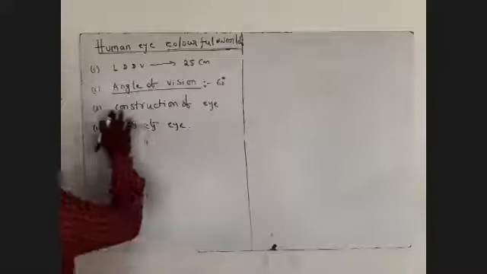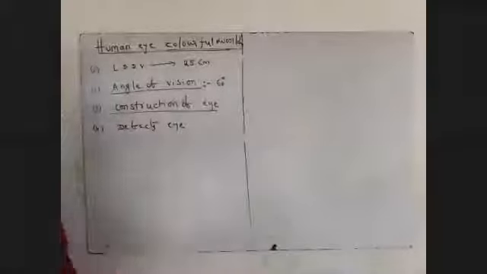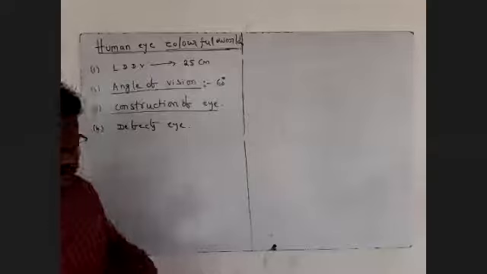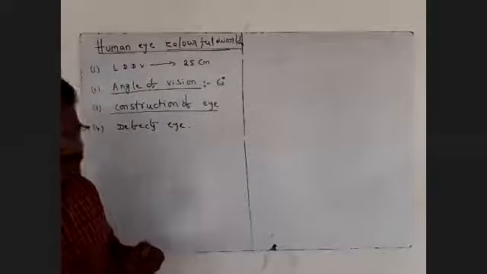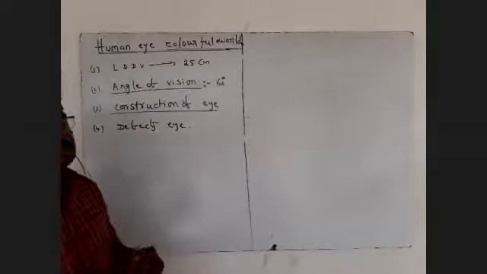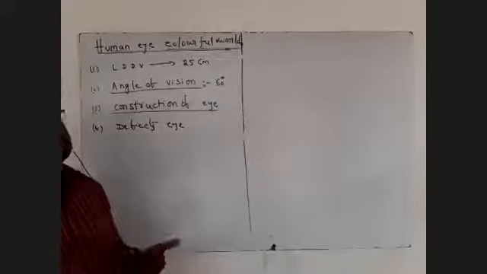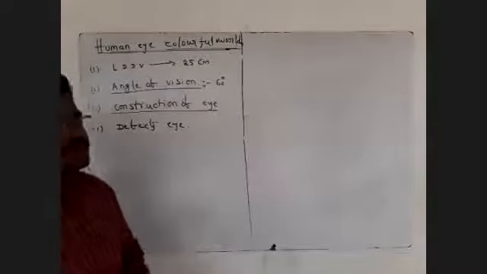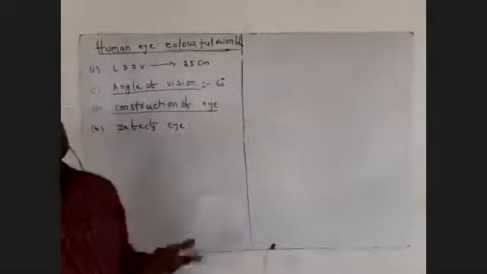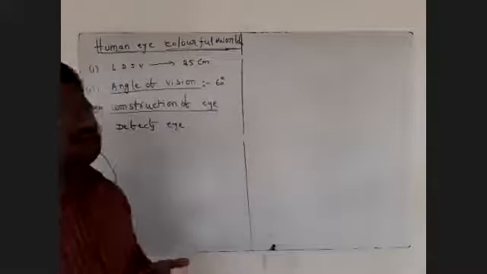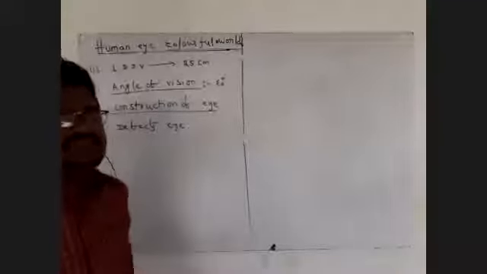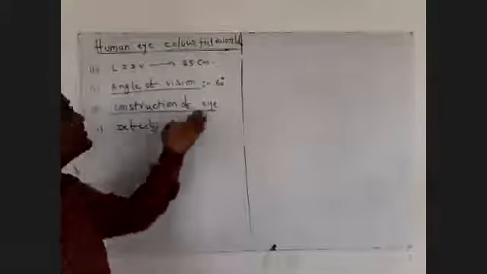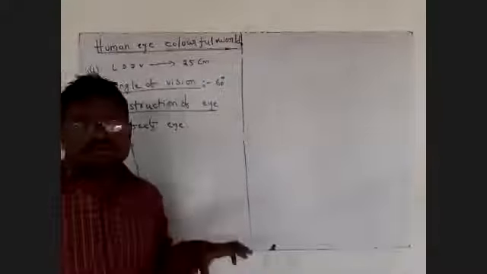Next, construction of eye, already explained to you. We have the parts of the eye: cornea, lens, iris, ciliary muscles, pupil, retina, optic nerve. You have to learn the structure of eye in your book. But once again we are studying it in physics classes. Construction of eye, what do we have to learn in this?